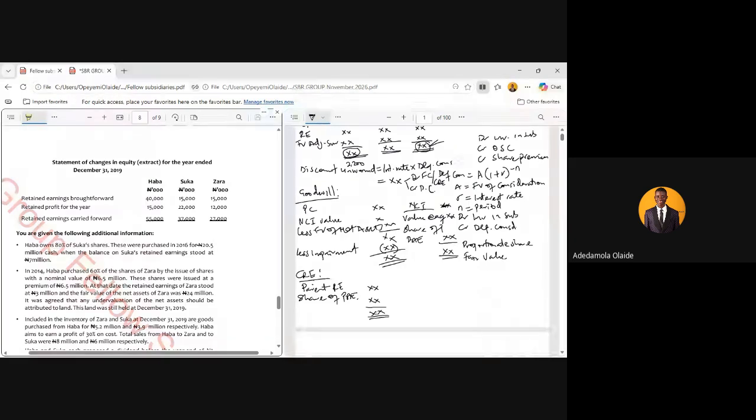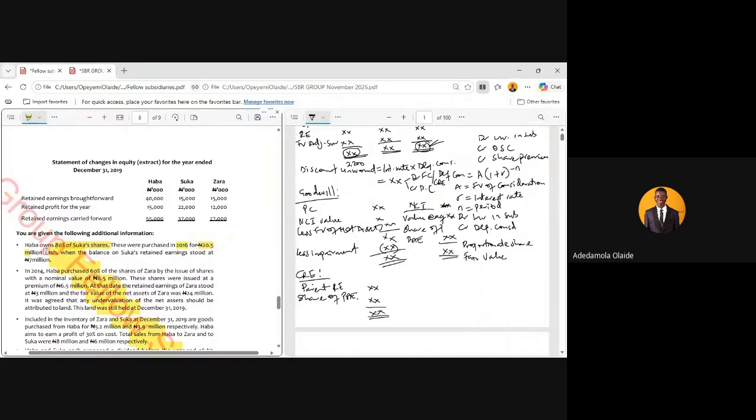If Abba owns 80% of Suka's shares, that makes Suka Abba's subsidiary. And if they own 80% of the shares, that means NCI only has 20%. The date of acquisition is 2016, because that was when they acquired 80% of the shares in that entity. And they bought it for how much?